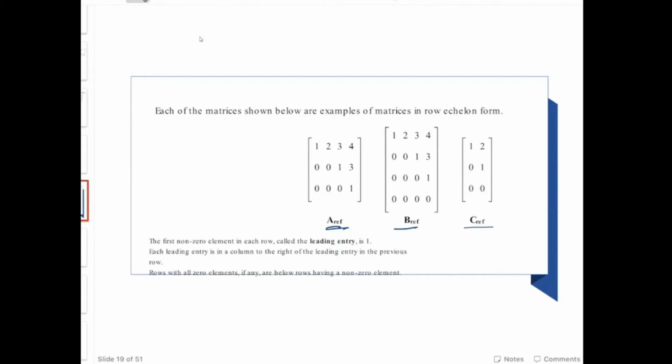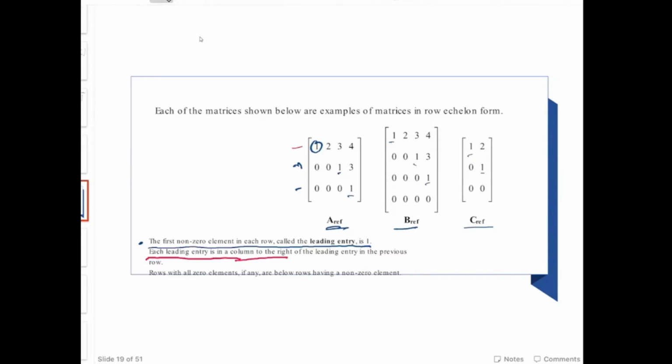If we look at the condition here, the first non-zero element in each row, the leading entry, is 1. If we look at them, that is 1, the second row, 1, the third row, 1. So this condition is satisfied. The same for the others. 1 is the first non-zero element. The second one, each leading entry is in a column to the right of the leading entry in the previous row.